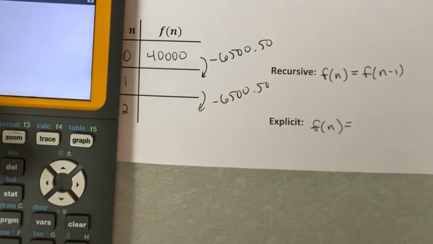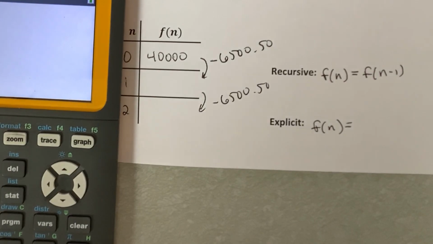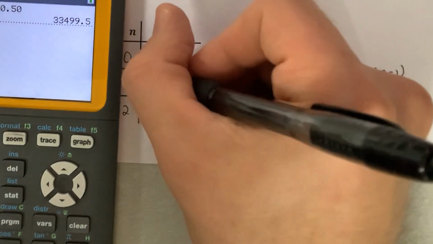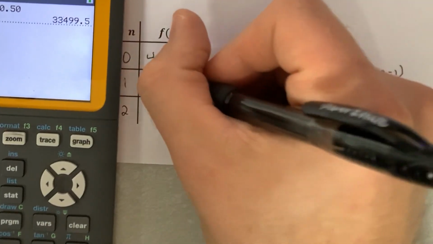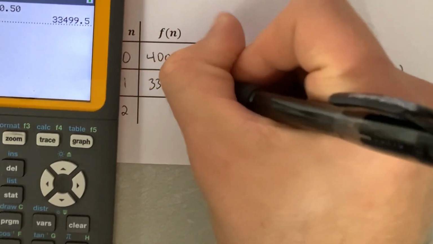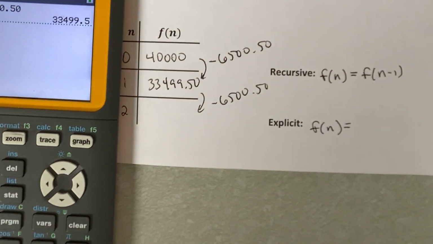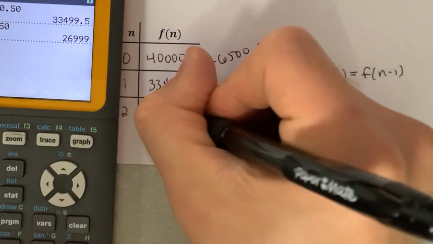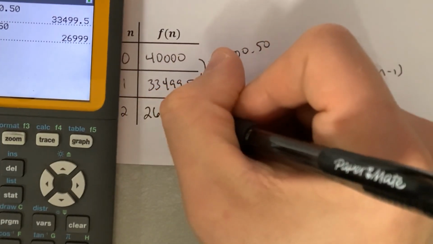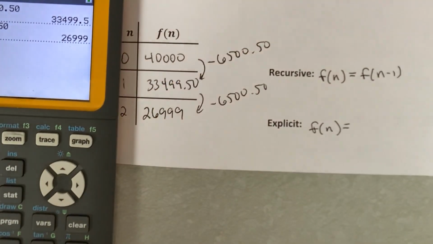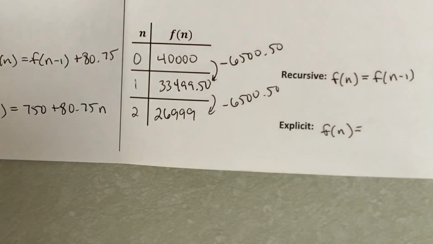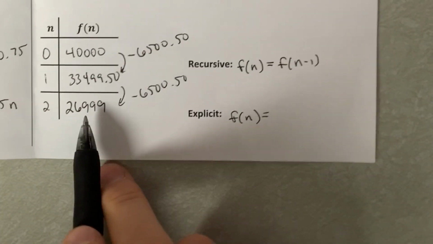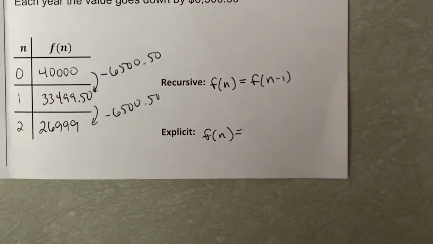So here we go. We got 40,000 minus 6.50 cents. That's gonna be 33,499.50 cents. We're gonna do that same thing again. And we get 26,999. Looks like Miss McDonald's car is depreciating faster here. And that's how I build my table. And that's it, guys.